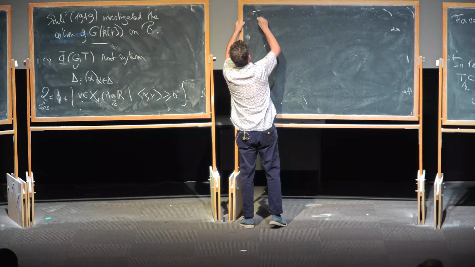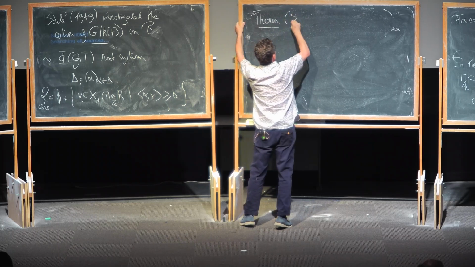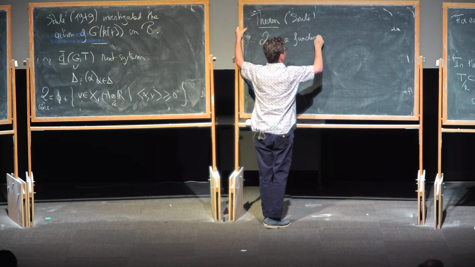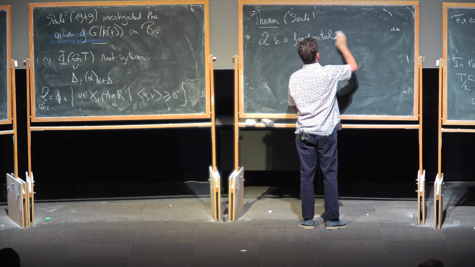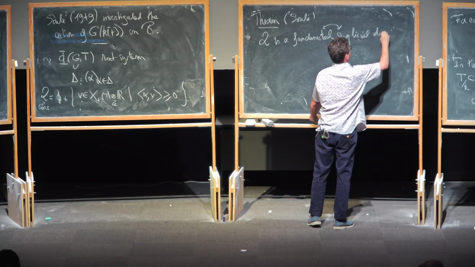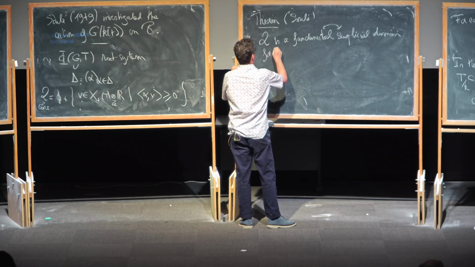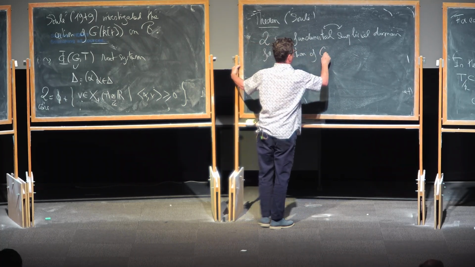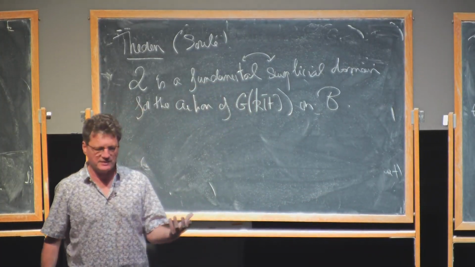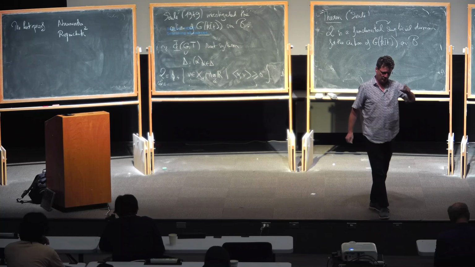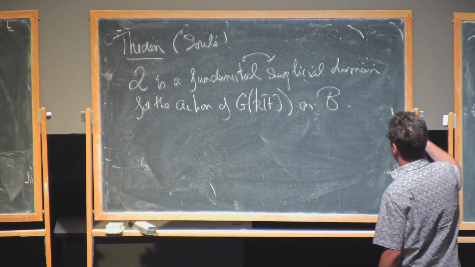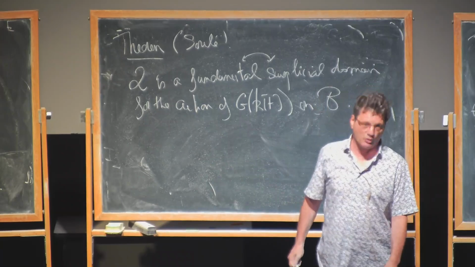that this cone is a fundamental simplicial domain for the action of G(K[t]) on B. So what does fundamental simplicial domain mean? It means you have to reason simplex by simplex. So it means any simplex of the building is equivalent to one unique simplex of the cone.